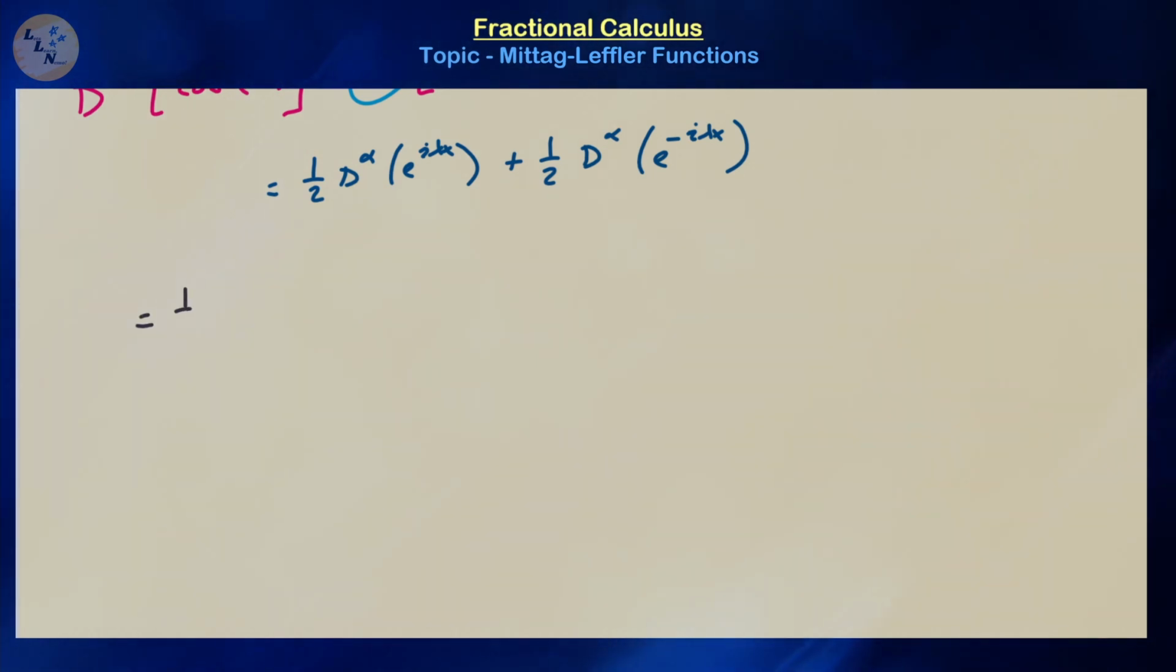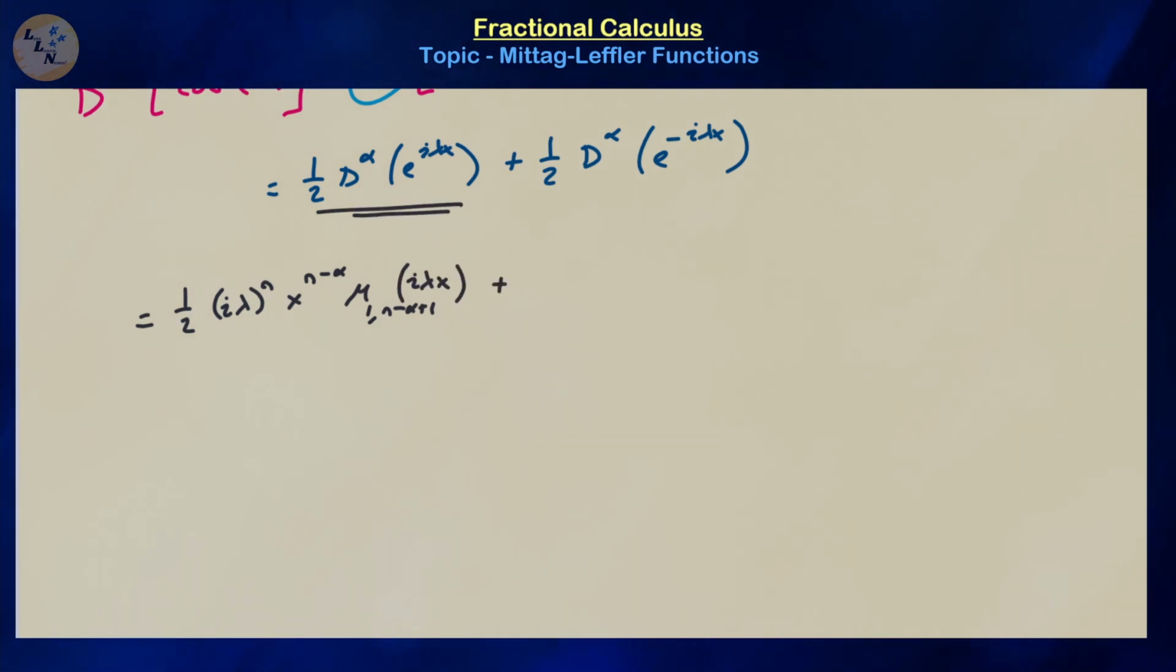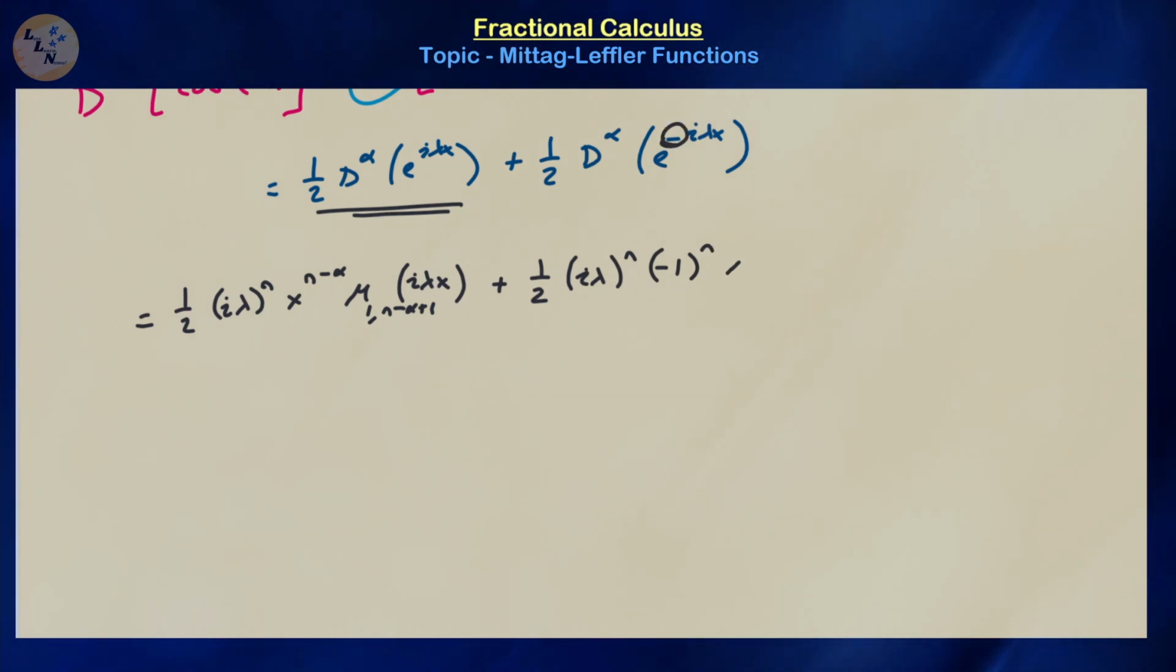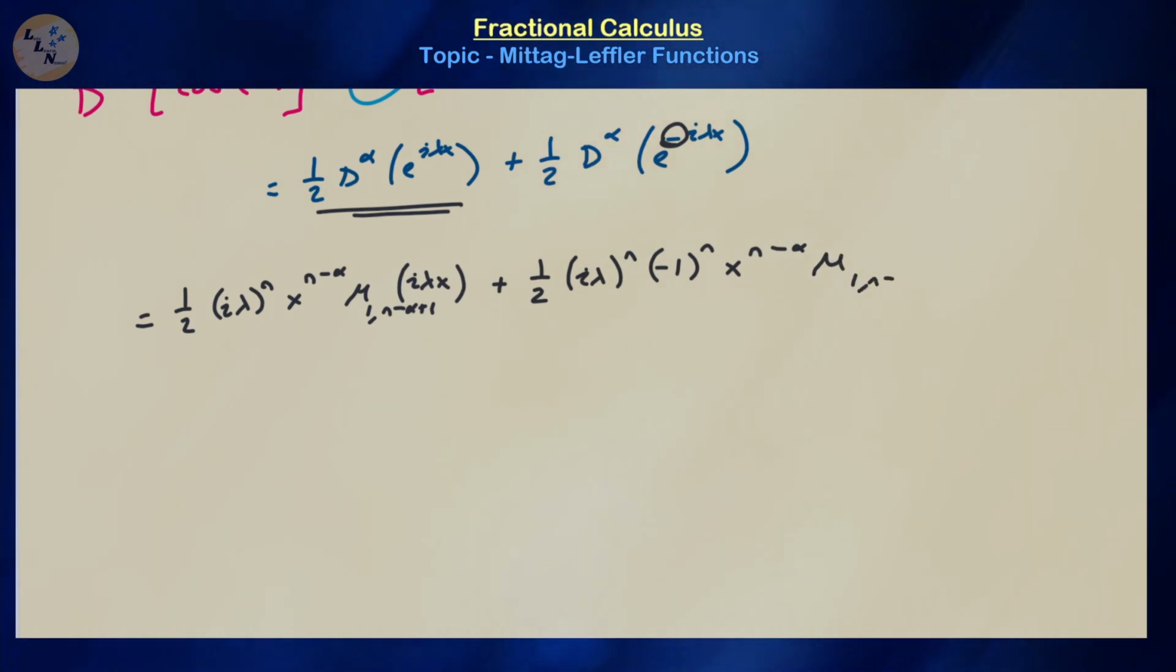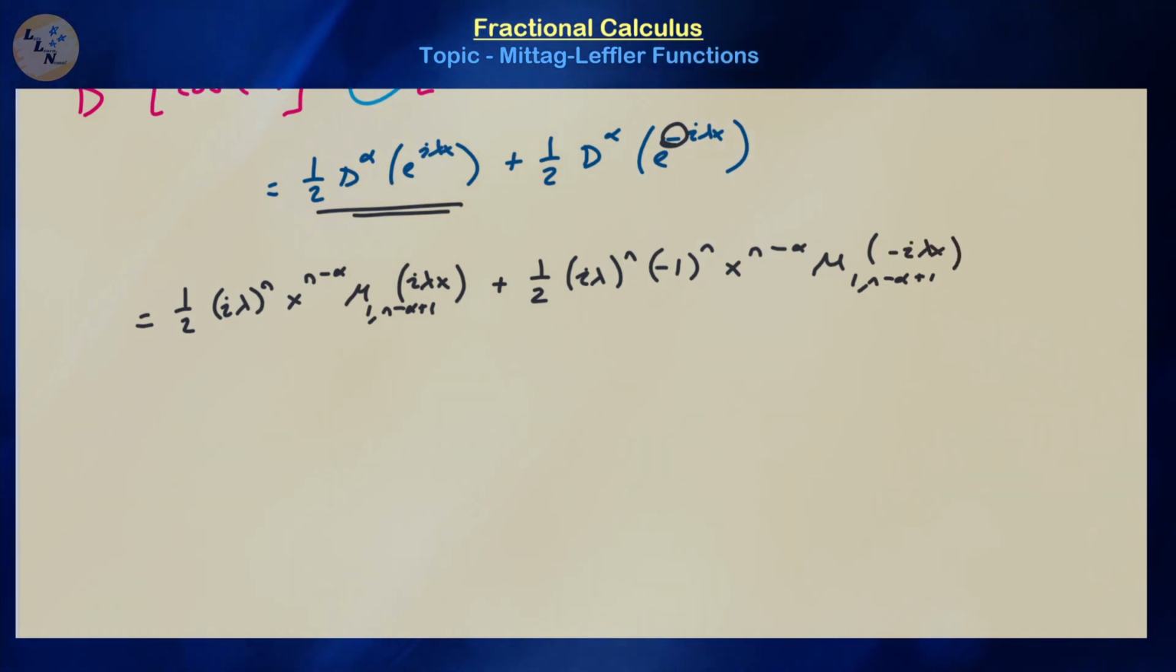So it's going to be equal to 1/2 times i lambda to the power of m, x to the m minus alpha, times the Mittag-Leffler 1 and minus alpha plus 1 evaluated at i lambda x, plus, that's going to be the first term, plus 1/2 times i lambda to the power of m, negative 1 to the power of m because we have a negative exponent there. And then again, that's going to be x to the m minus alpha, again of Mittag-Leffler of 1, m minus alpha plus 1, evaluated at minus i lambda x.